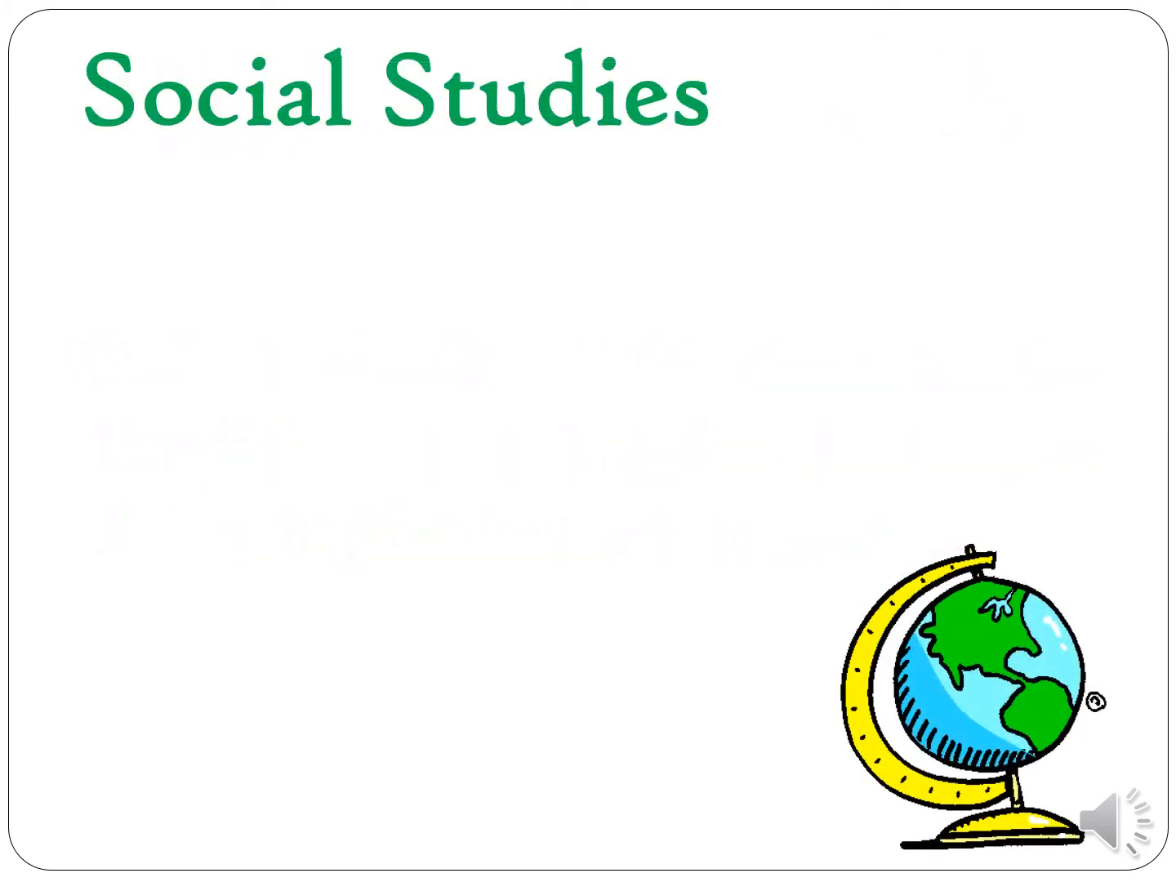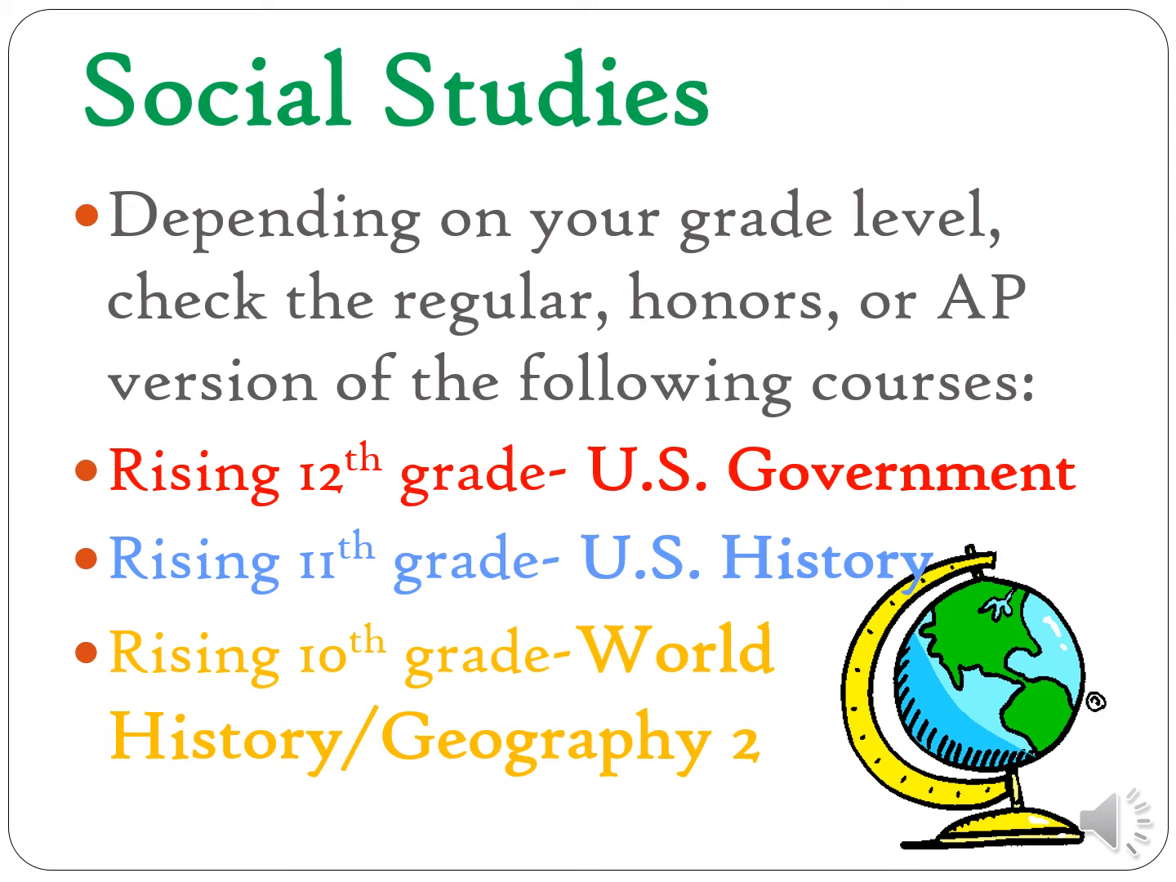Consider social studies courses. Depending on your grade level, you will sign up for different courses. U.S. Government is the course for rising seniors. U.S. History is for rising juniors. And World History 2 is for rising sophomores.